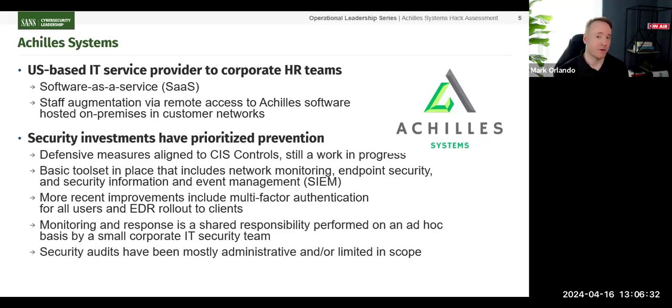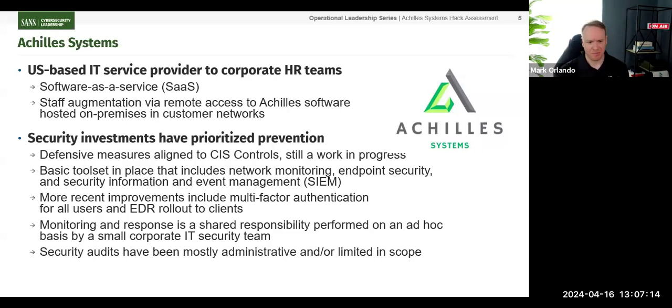There's a basic detection and response tool set as well. That includes things like network security monitoring and endpoint security, and even a security information and event management system, or a SIEM. Some of the more recent improvements to cybersecurity at Achilles include implementation of multi-factor authentication and the rollout of an endpoint detection and response capability to all of its clients. Monitoring and response up until now has been a shared responsibility performed on an ad hoc basis by a relatively small IT security team. So pretty standard situation compared to other medium-sized companies like Achilles.